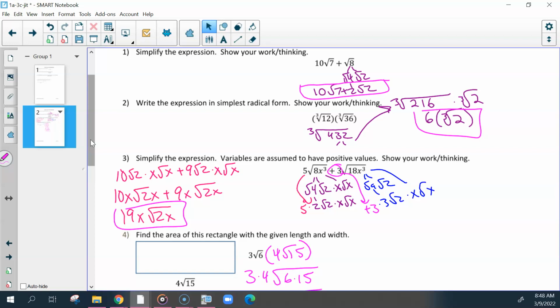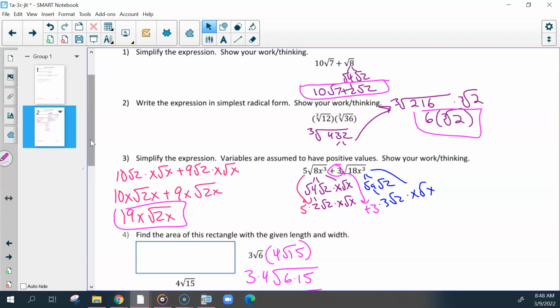Number 2, we didn't do examples where we're multiplying cube roots, but it's the same thing as square roots. We would multiply the insides together, multiply the outsides together. We didn't have outsides here, but when you multiply the insides, we get 432. And then we would need to simplify.